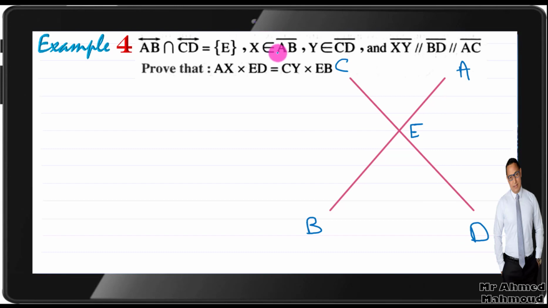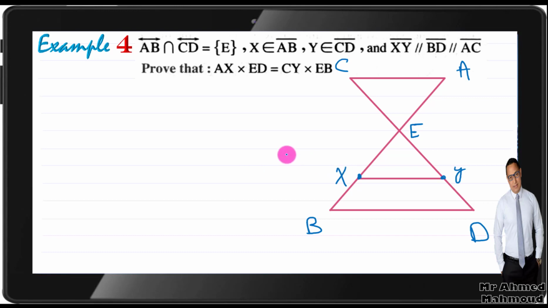X belongs to AB, so I'm going to put X here. Y belongs to CD, so I'm going to write Y here. And XY, this is XY, parallel to BD, parallel to AC, like this. Now prove that AX times ED equals CY times EB.